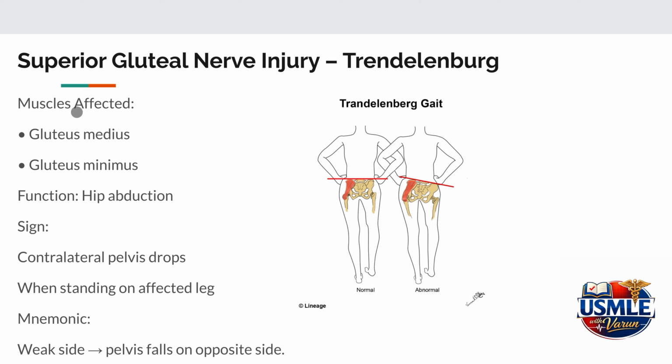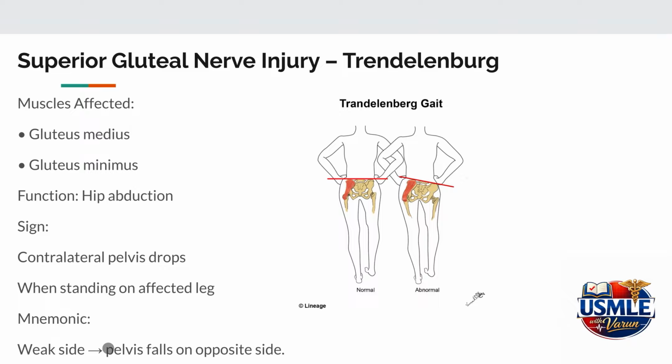The superior gluteal nerve supplies the gluteus medius and gluteus minimus muscles. These muscles stabilize the pelvis during walking. Injury to the superior gluteal nerve results in Trendelenburg sign, where the pelvis drops on the other side when standing on the affected leg.